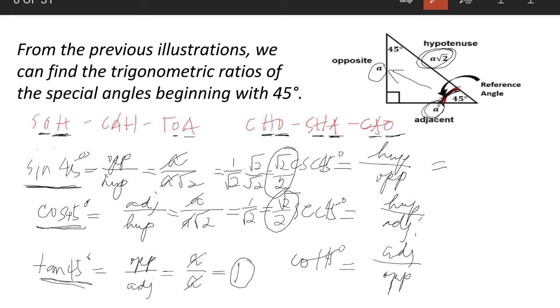To make it simpler for you, remember that sine, cosine, and tangent are the basic trigonometric functions, and their reciprocal functions are cosecant, secant, and cotangent. So if you already have the ratio of a basic trigonometric function, you will just interchange the numerator and the denominator. If sine 45 degrees is square root of 2 over 2, the cosecant 45 degrees will be 2 over square root of 2. And if we further rationalize this, multiplying by square root of 2, we have 2 square root of 2 over 2.